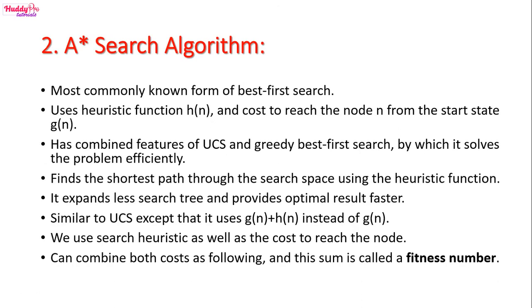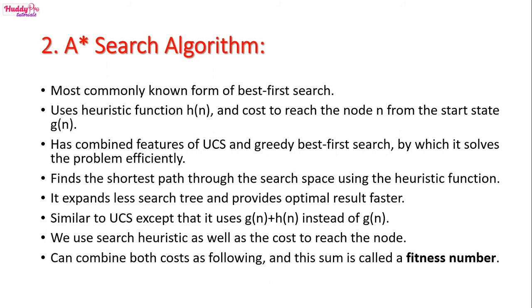Another type of the heuristic search algorithms is the A* search algorithm. Now, A* search is the most commonly known form of the best first search algorithm. It uses a heuristic function. So this is also another form of the best first search, but it also uses a heuristic function and the cost to reach the node n from the start state, g of n.